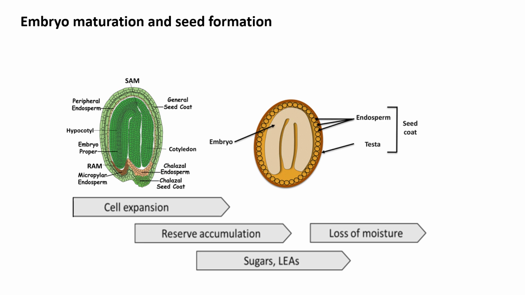Besides storage products, the embryo also accumulates specific molecules like oligosaccharides, late embryogenesis abundant proteins or the Lea proteins, and the heat shock proteins that protect it against the desiccation stress which sets in as the seed loses moisture and reaches the end of the maturation phase to enter a dormancy phase. The dry seed represents a pause in the plant's life cycle, which can withstand unfavorable conditions in the environment.